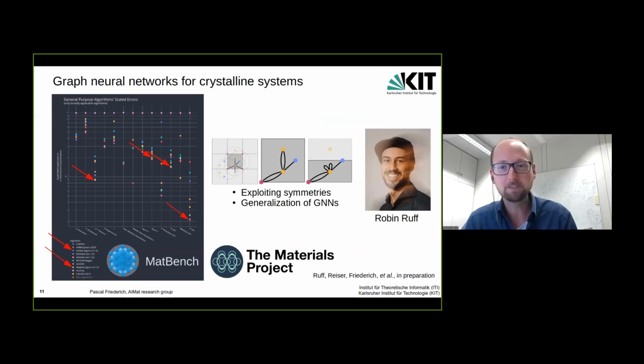So the graph networks on crystalline systems, we are mostly right now focusing on typical benchmark data sets. For example, this MatBench benchmark from the Materials Project, where we are developing graph neural networks that exploit symmetries, making the graph neural networks more efficient in that way. And also we generalize the graph neural networks to some extent between graph neural networks specifically designed for molecular property prediction tasks and graph neural networks for the material science side. So we try to generalize this and basically exploit all the developments on both sides and combine them into one model, which is work done by Robin Ruff here.